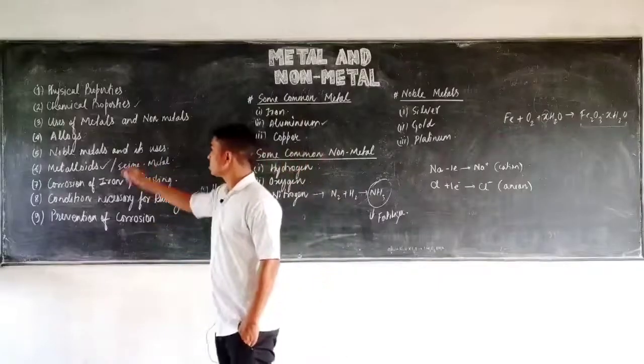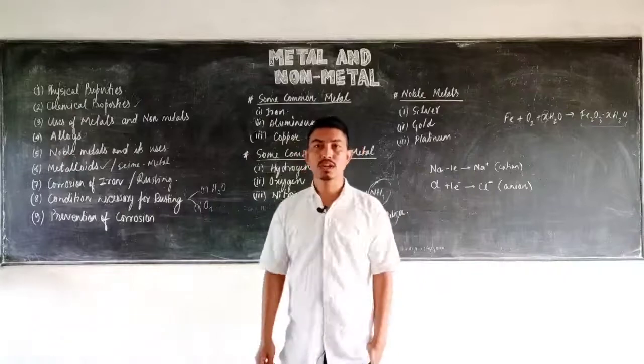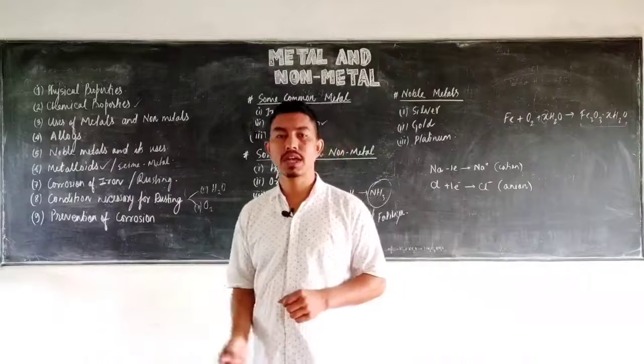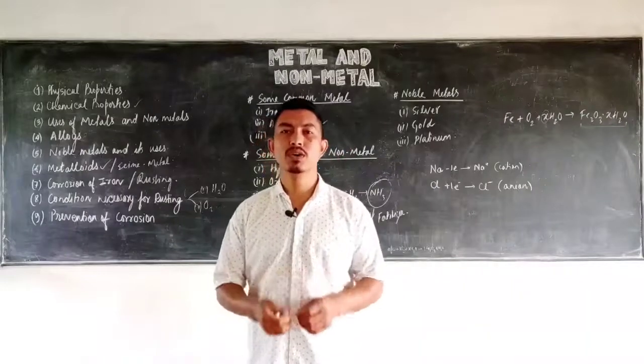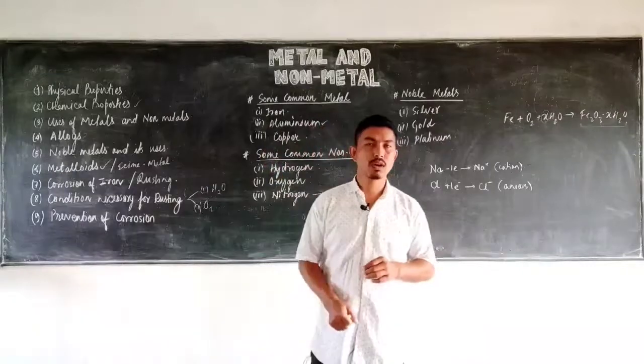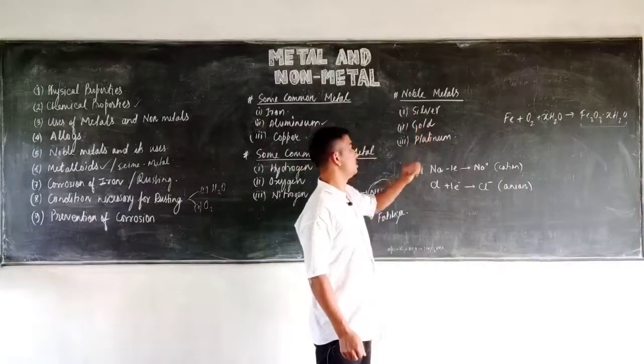Now coming to the fifth topic, noble metals and their uses. So what are noble metals? Noble metals are the ones that do not react with any other element. That means no corrosion takes place. There are three well-known noble metals: silver, gold and platinum.